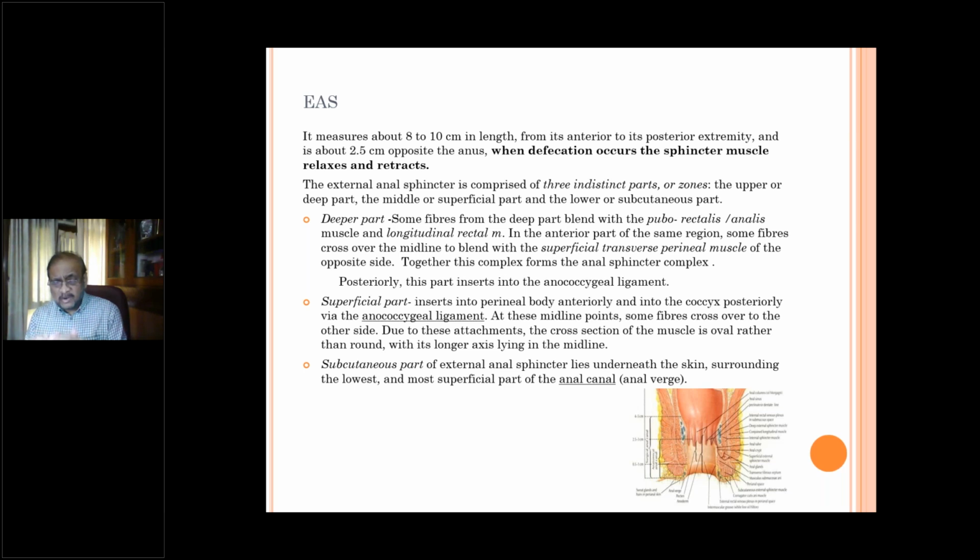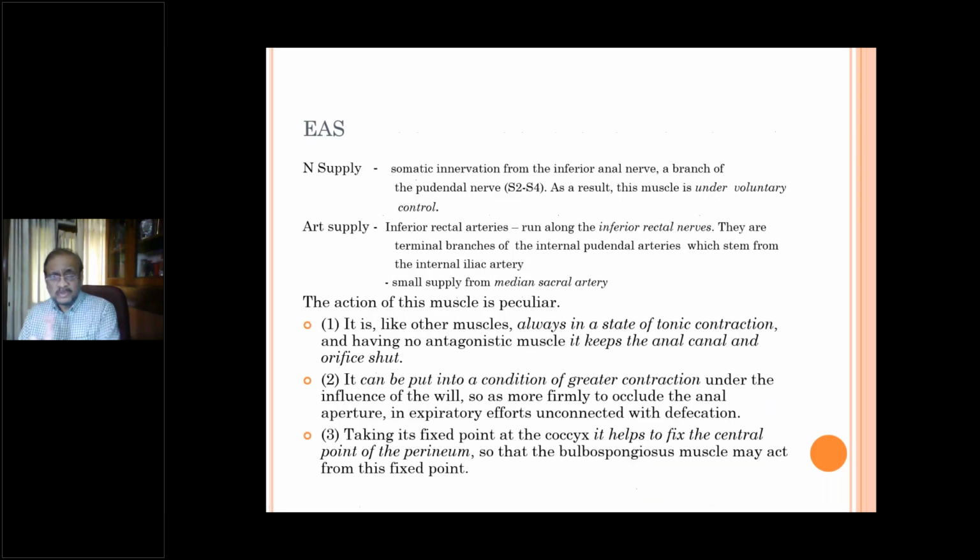And it's surrounding what? It is surrounding the lowermost part in the area of the anal verge. See, this is the anal verge and this is the subcutaneous part. So it is surrounding what? The lowermost part of the anal canal, which is basically the anal verge. What is the nerve supply? The somatic innervation is from the inferior anal nerve, a branch of the pudendal nerve. As a result, the muscle is under voluntary control. This is a sensory branch. So that means this muscle is under voluntary control.